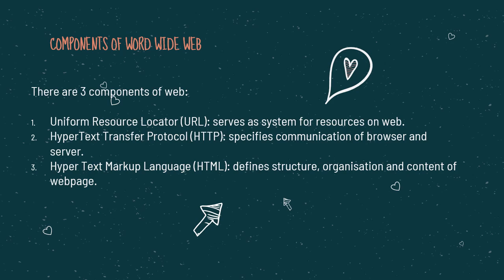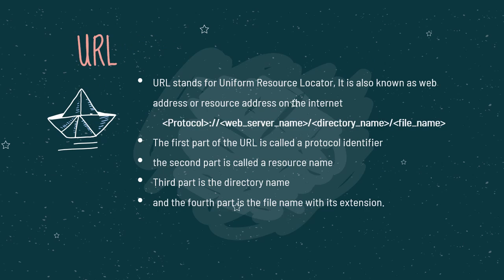And the third is the Hypertext Markup Language. It's a language that defines the structure, organization, and content of a web page: how to create a web page, how to modify it, and how to manage the behavior of this particular web page. So these are the basic three components of the World Wide Web. Next, we are going to see each one in detail.